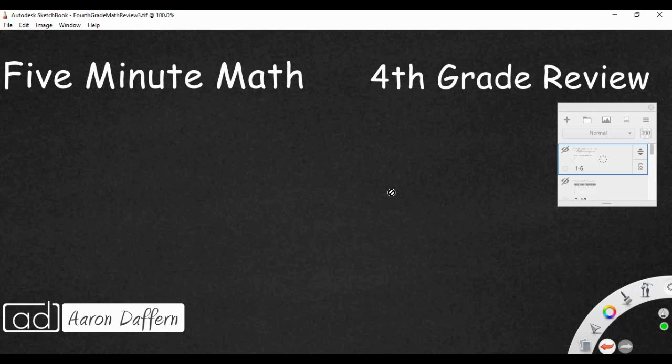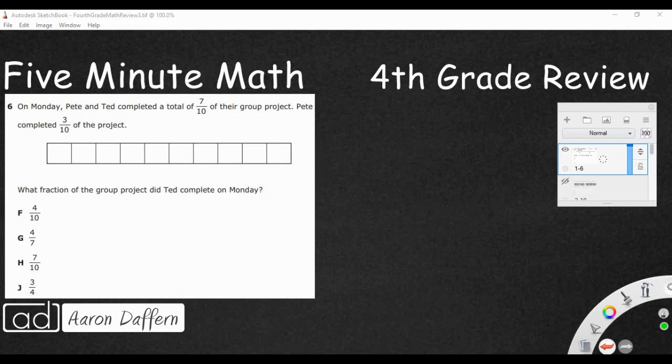Today we are looking at the fourth day of our fourth grade review of the 2017 STAR test, and we are going to go ahead and get started. Today we are looking at adding and subtracting both fractions and decimals. So this day 4 of our 12-day review is going to start with this simple problem.